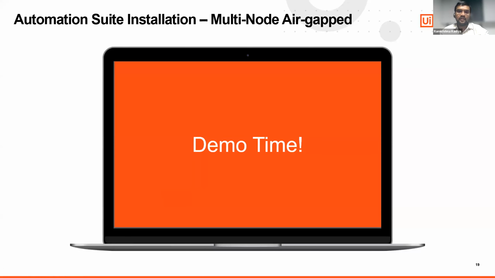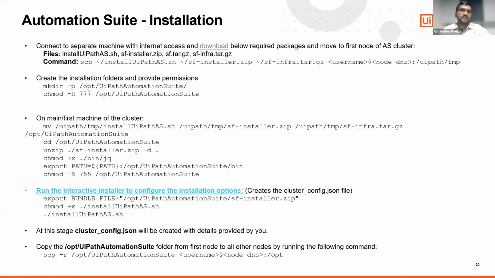Okay, so now we will have a look at some demo. For automation suite installation, what we need to do is connect to a separate machine with internet access. So this is an offline installation. As I mentioned, all three Linux nodes will not have access to the internet. In that case, we need a machine, a jump server, which has access to the internet, which can download these packages like install-uipath-as.sh, sf-installer.zip, and sf-infra.tar.gz. I'll just show you that.